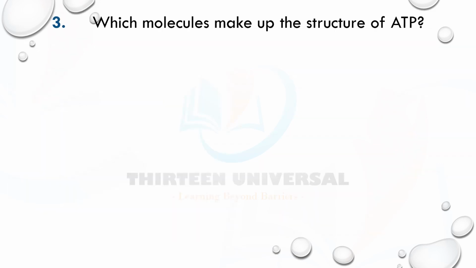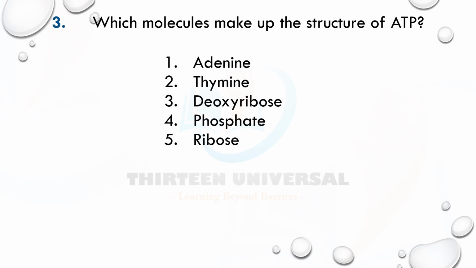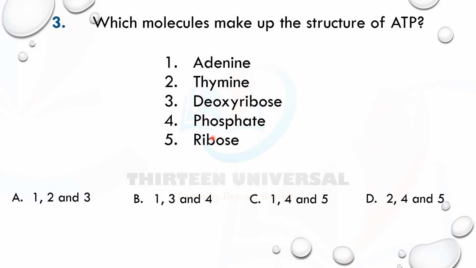Number 3, which molecule makes up the structure of ATP? This is very important. Check adenine, thymine, deoxyribose, phosphate. Which one is the answer, guys? ATP is adenosine triphosphate. So adenine is there, 1 is there. So which options have 1? A, B, C. Triphosphate, phosphate is there, so 4. B and C have 4.